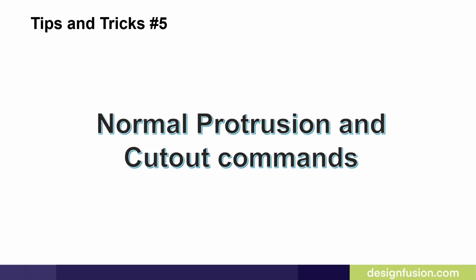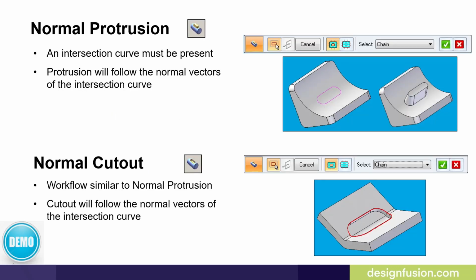So tips and tricks number 5, normal protrusion and cutout commands. The normal protrusion and normal cutout commands are virtually the same as the protrusion and cutout commands, except you don't have to be on a planar face to use them. You must have a curve present, so usually a projection curve would do this, and then as you protrude or cut out, it'll go normal to that curve. So let's have a look at this in Solid Edge.